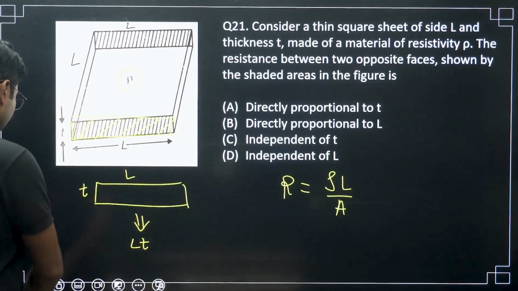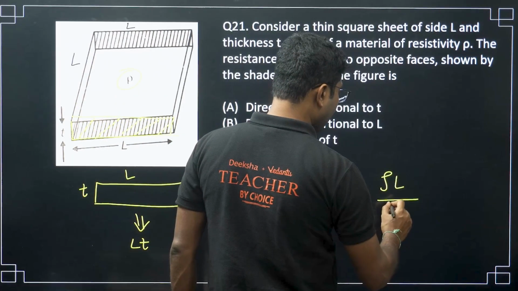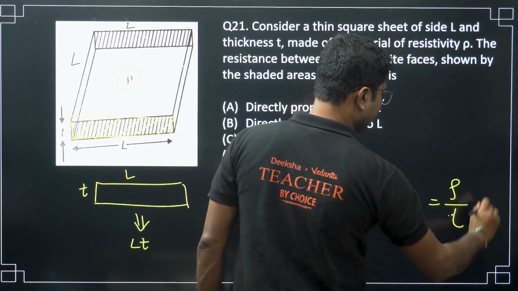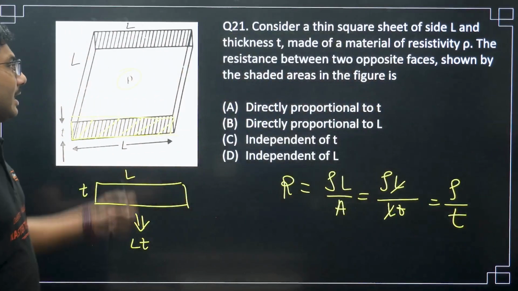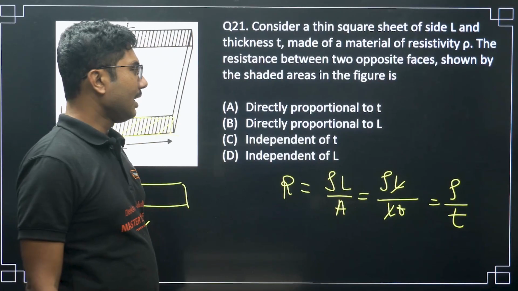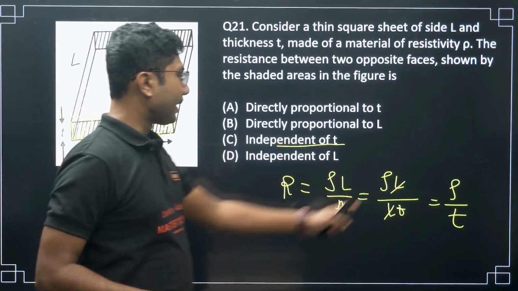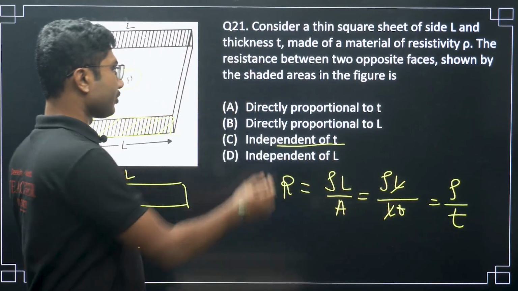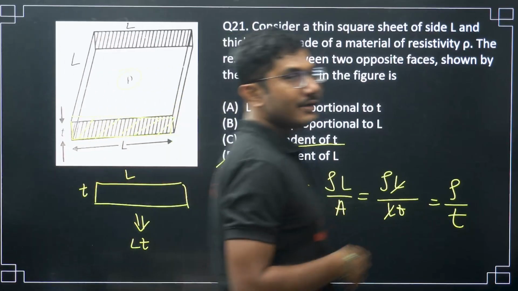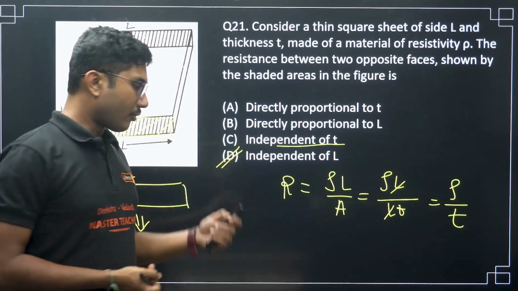Let's put that in this equation: rho L divided by L into T. Now L cancels and you get rho divided by T. So it is independent of L, not directly proportional to L, but it is dependent on T, inversely proportional, not directly proportional. So obviously option D is correct. This is a very tricky, higher order thinking skill level question, which is very common from this chapter.